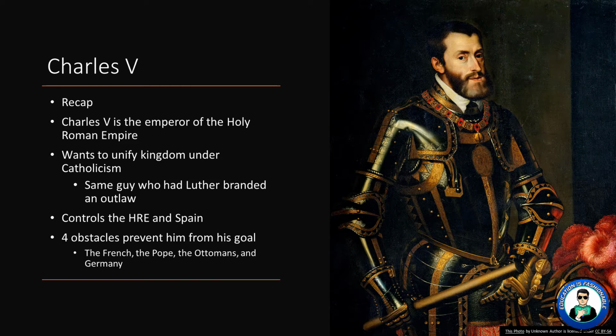Now, there are 4 obstacles that are going to be problems for him in his quest to unify everyone under Catholicism. That's going to be the French, the Pope, the Ottomans, and Germany. I know what you might be thinking: the Pope is Catholic, so why would the Pope stand in his way as far as trying to unite them under Catholicism? We will get to that very shortly.